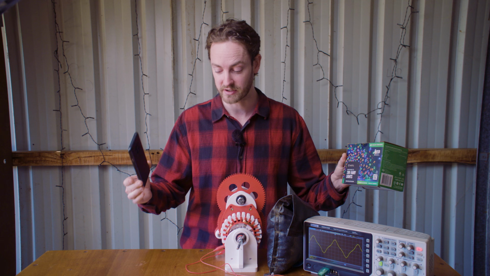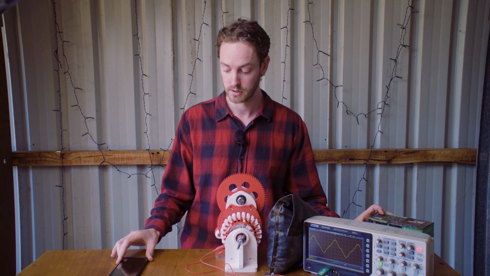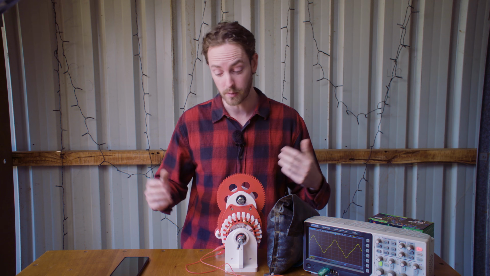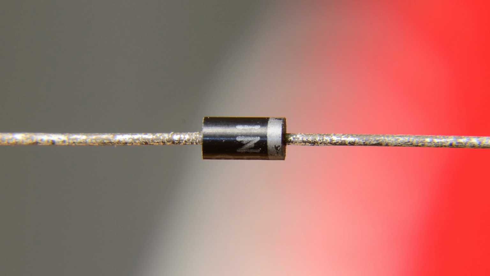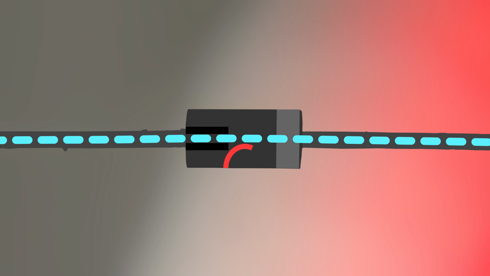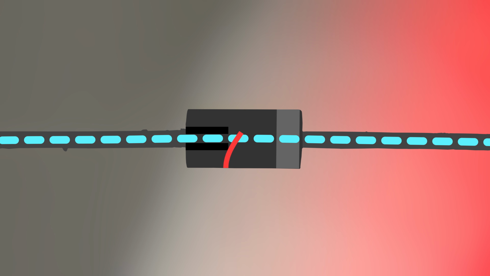But what these devices can't accept is alternating current. They require direct current that flows in only one direction. Now we can achieve that with something called a diode. A diode can be thought of like a one-way valve. The current flows freely in one direction, but is stopped when it tries to come back the other way.